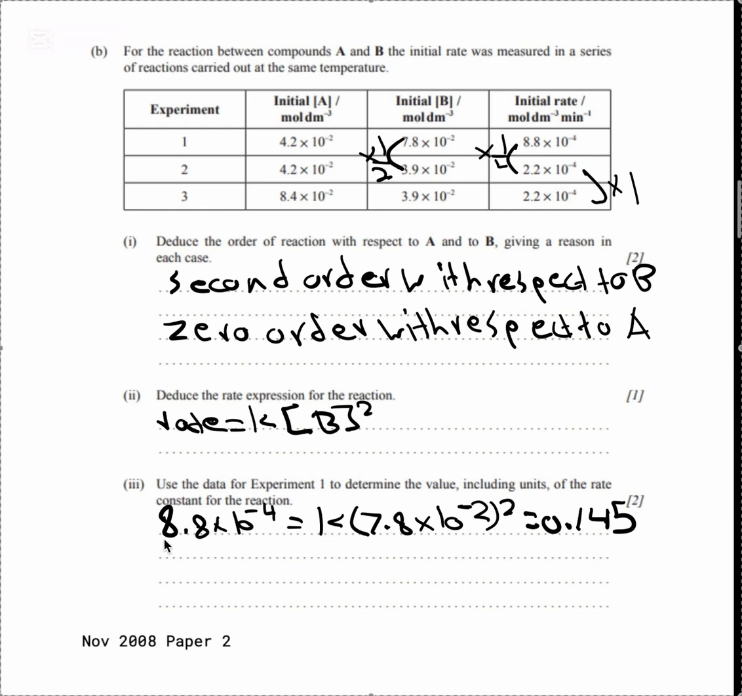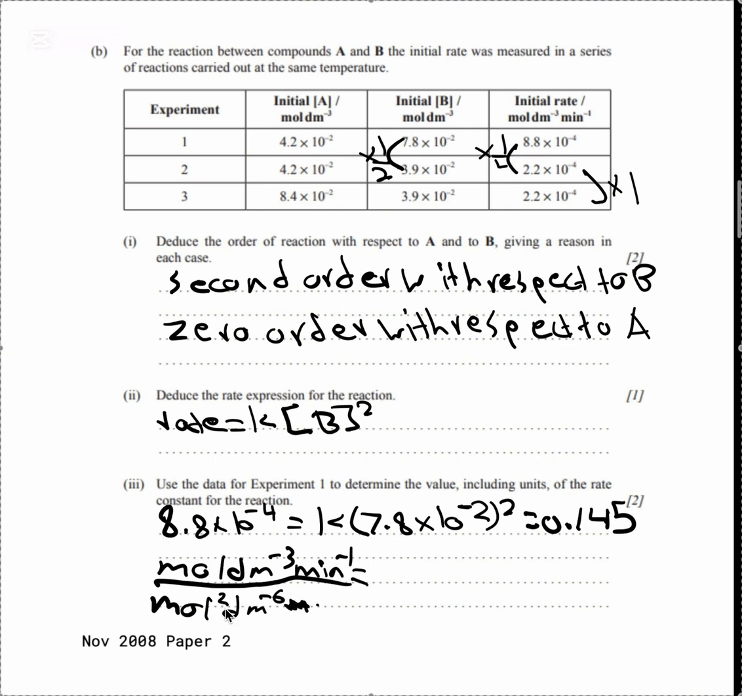So for the units, we know that the unit of the rate is mole dm negative 3 and then minute to the power of negative 1, and the over the concentration of B, but it was squared, so we would write mole squared dm negative 6, and there's no unit for time because it's concentration.